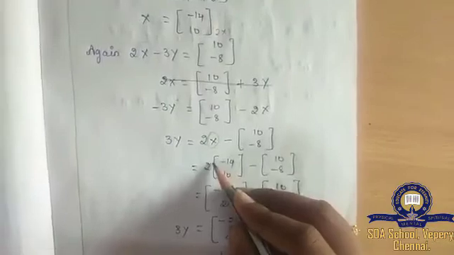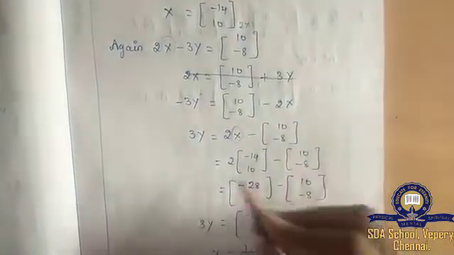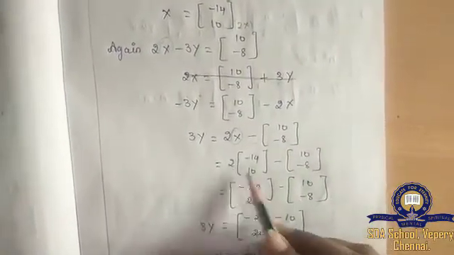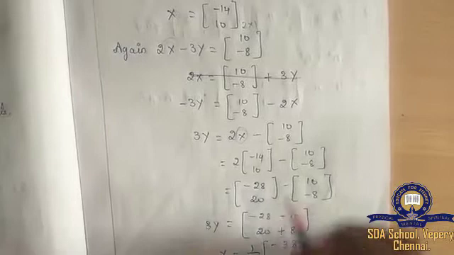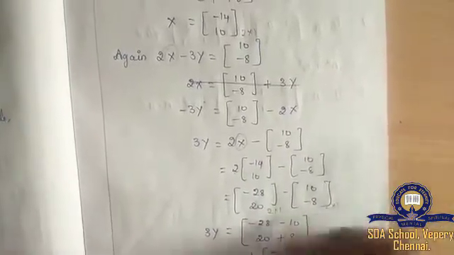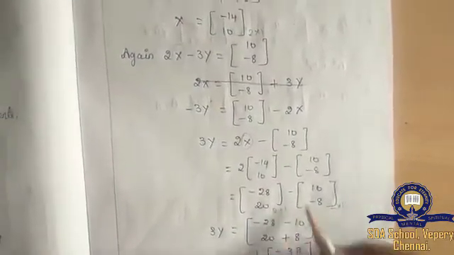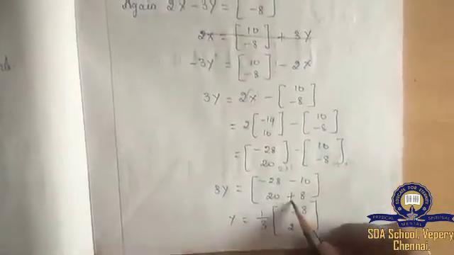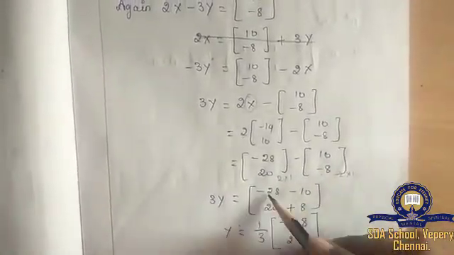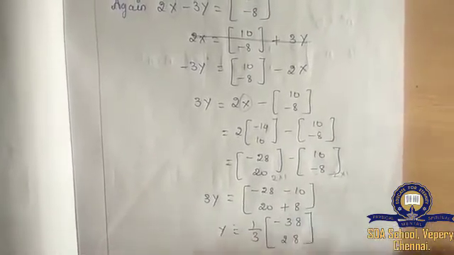So here I am going to multiply each and every element of this particular matrix with 2. What will happen? 2 into minus 14 is minus 28. 2 into 10 is 20. So here the order of these two matrices is 2 by 1, 2 by 1. Same, right? So can I subtract it? So minus 28 minus 10, 20 minus into minus will become plus. Okay. So if you solve, your answer will be minus 38. 20 plus 8 is 28.